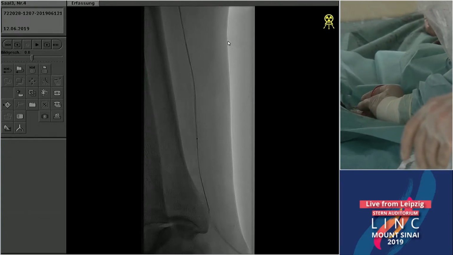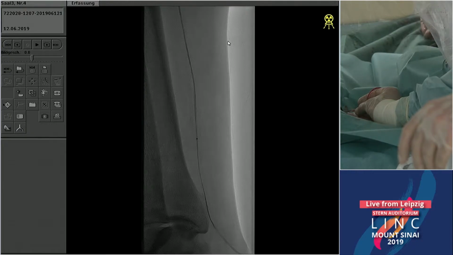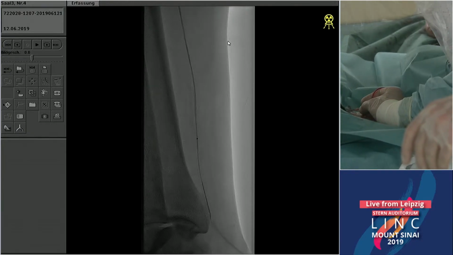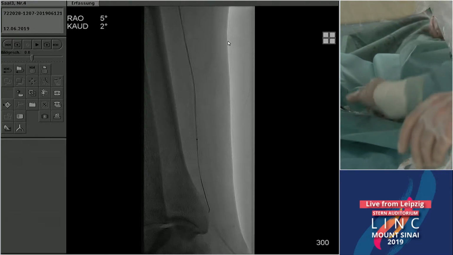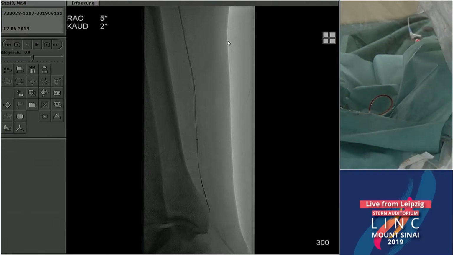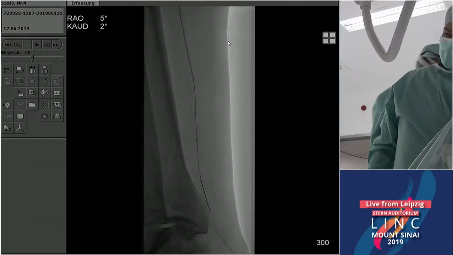It doesn't necessarily go into the artery now. We can wait until the spasm is over. What do you think? I agree. Yeah, Matthias? I would remove the sheath. Okay. Let's balloon first a little bit. Let's pull the sheath out.